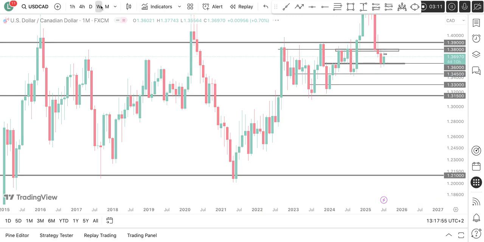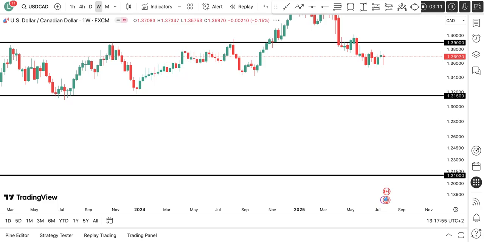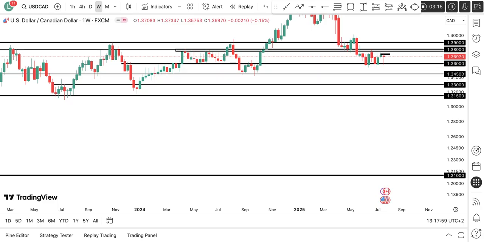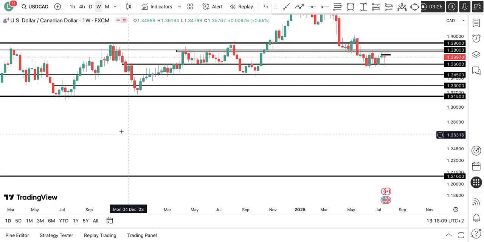Now we'll go to the weekly time frame. You need to understand this: we do not trade on the monthly, rather we trade on the weekly. We come to analyze the market on here. We come to look for chart patterns that we could place our areas of interest off of.